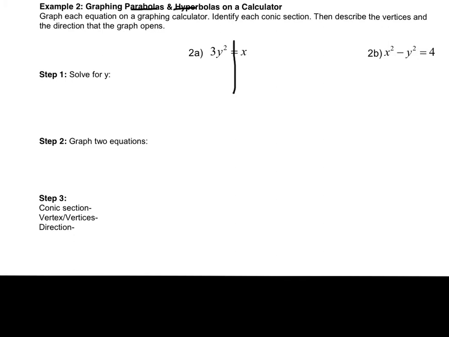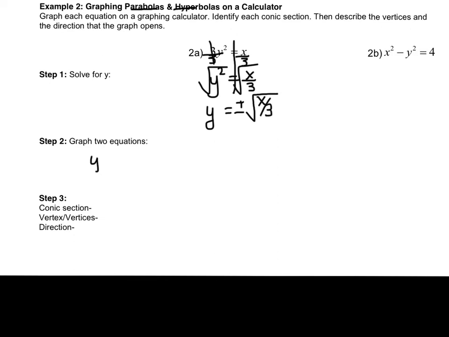We need to solve it for y so that we know what to put in the calculator. For this one, we need to get rid of the 3 first. So we have y squared equals x over 3. Then we'll square root, and so we get y equals, and here's where we get 2 equations, plus or minus the square root of x over 3.